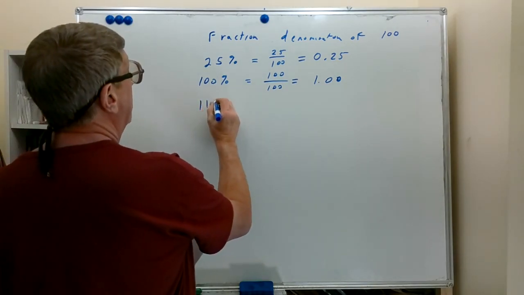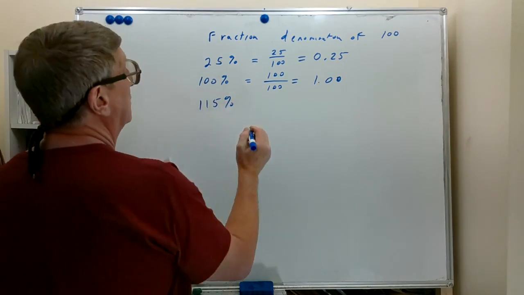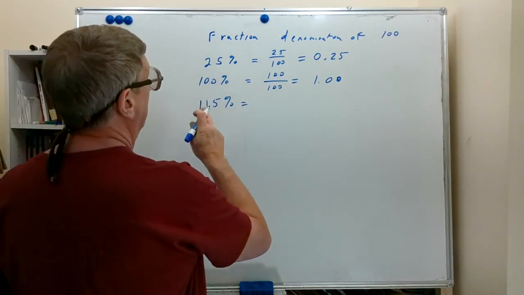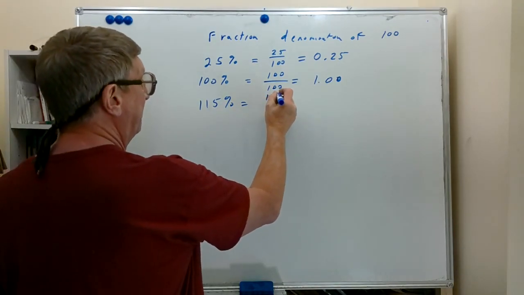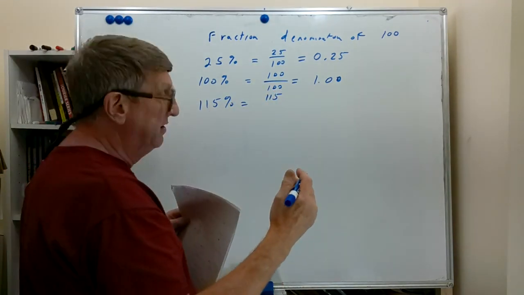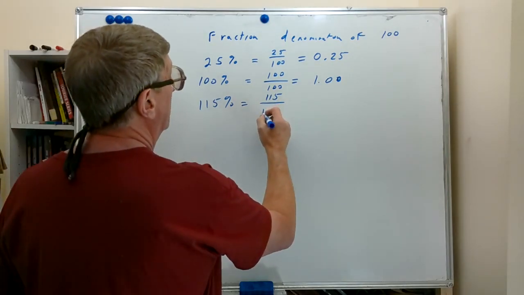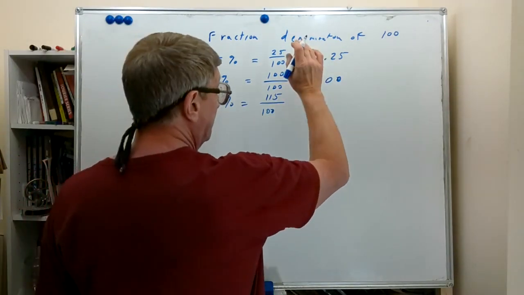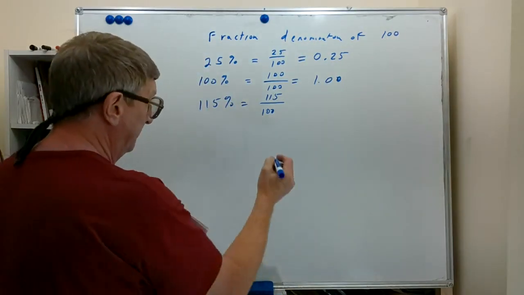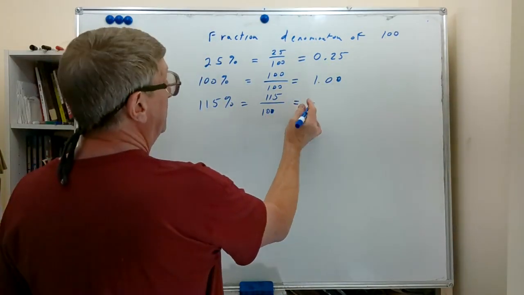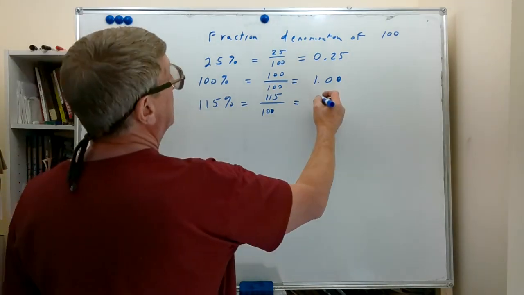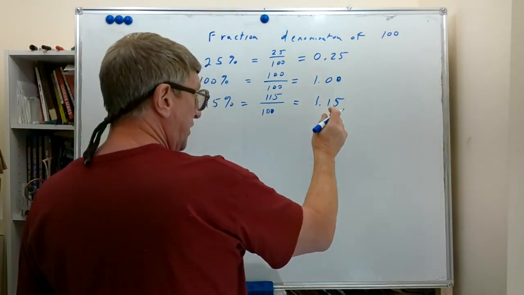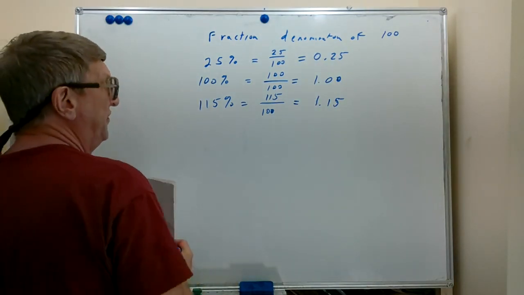115%. We'll do another example. We'll do several examples here, and we'll go on and talk about how to use percentages. Again, 115%, 115 in the numerator of our fraction, 100 in the denominator of our fraction, which is basically the definition of what percent means. We do the division, we end up with 1.15. That's the decimal equivalent of 115%.